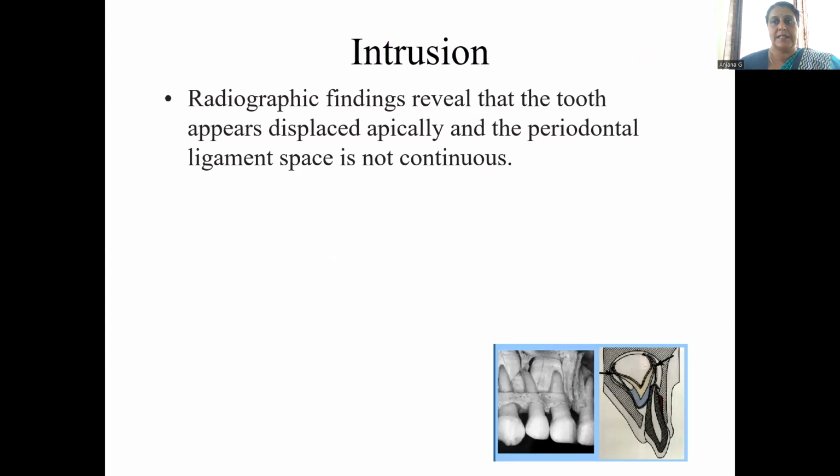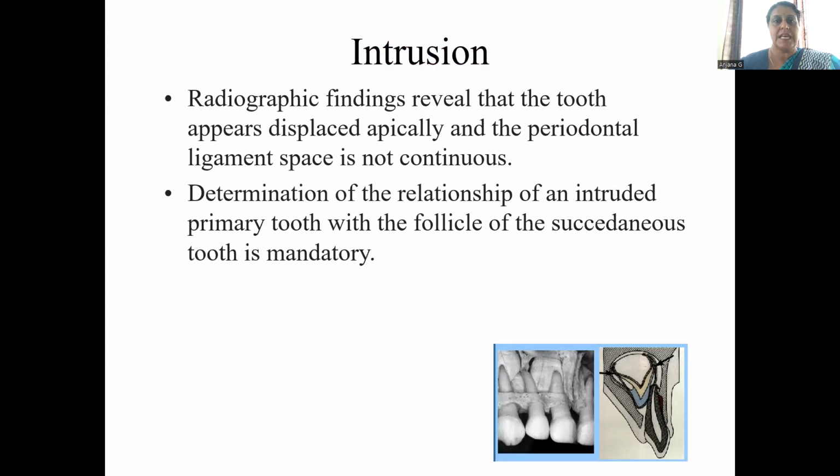The tooth usually is not mobile in intrusion. Radiographic findings reveal that the tooth appears displaced apically and the periodontal ligament space is not continuous. Determination of the relationship of an intruded primary tooth with the follicle of the succedaneous tooth is mandatory. You can see the relationship of the permanent tooth bud and the root of the primary tooth. The permanent tooth bud, like in this case, lies immediately behind the primary tooth root. So if there is an intrusion, the chances of the permanent tooth bud getting injured are very likely, which you will have to inform the patient.